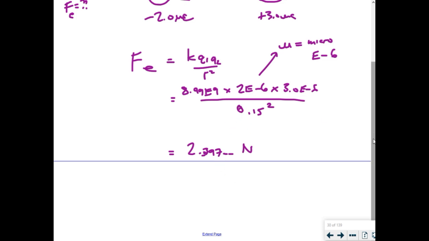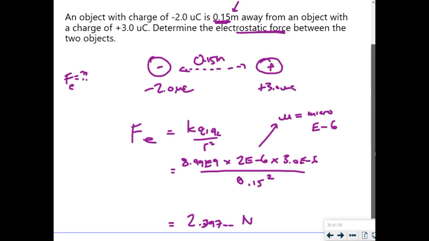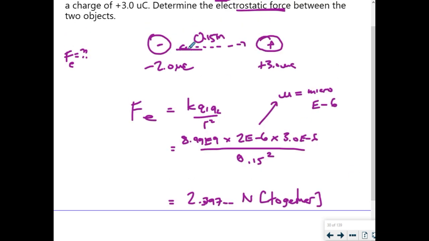Forces are vectors. We need to give a direction. And so if we need to know the electrostatic force between the two objects, that force is together, as opposed to repelling. These two objects want to come closer and closer to each other. And so the negative object is being pulled this way, and the positive object is being pulled this way.